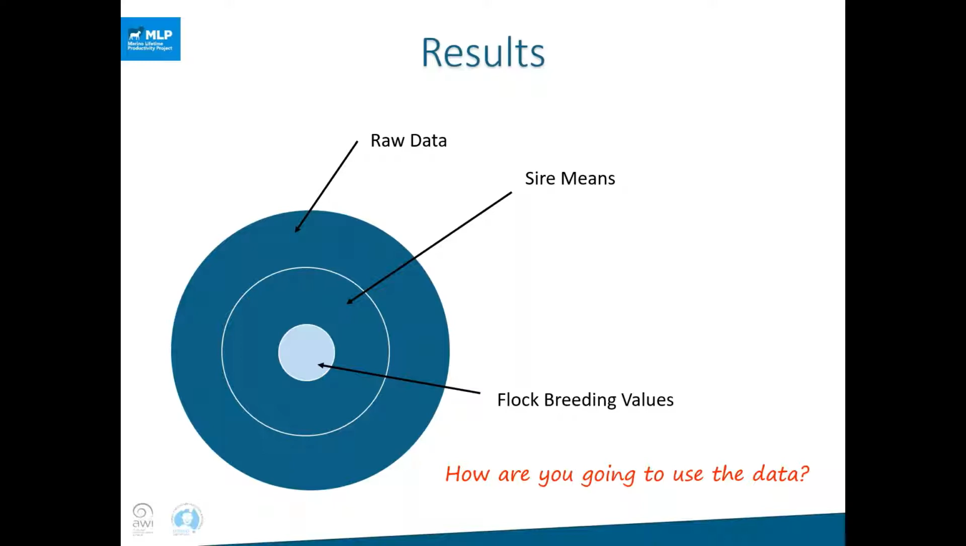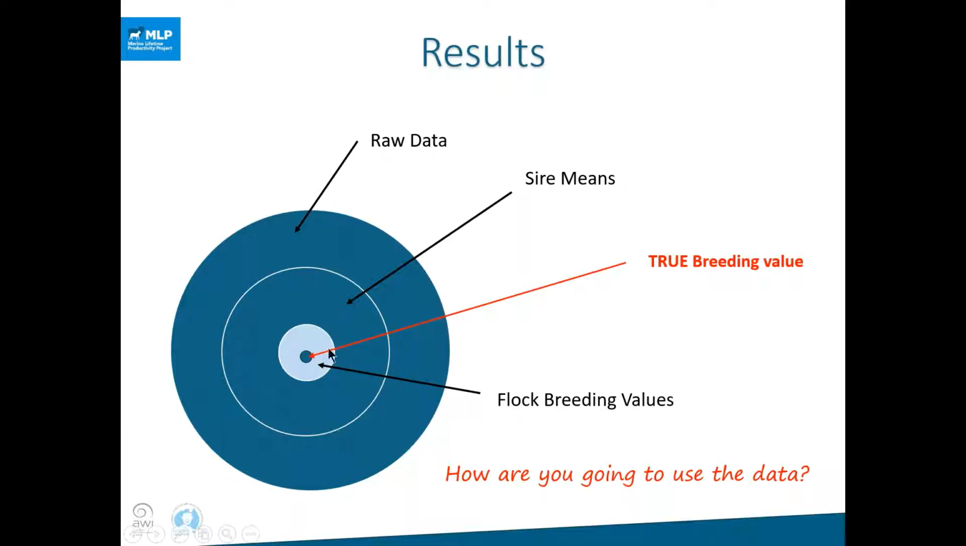Remember, a ram only passes his genes onto his progeny, not the environment that he was raised in. So what we want is the absolute best estimate that we can get of the genes that the ram will pass on. And that's really in the centre of this bullseye. That's the true breeding value of the ram. So the question is, how do we get as close as we can to the centre of that bullseye?